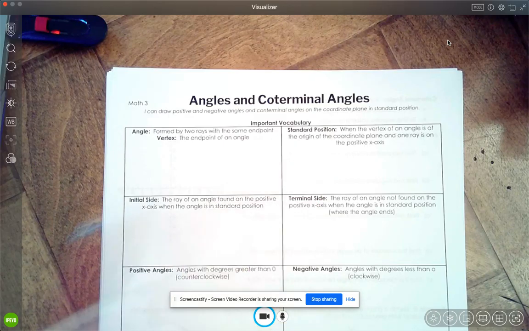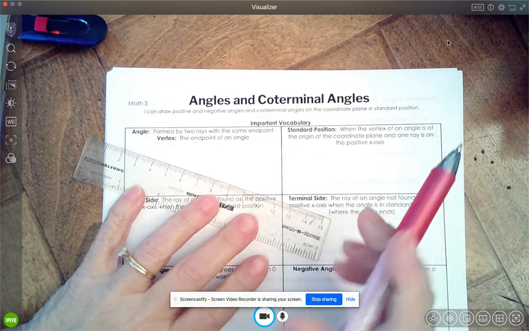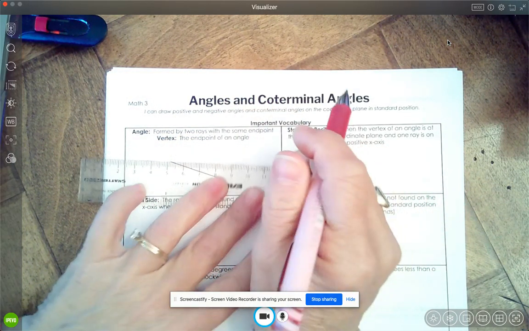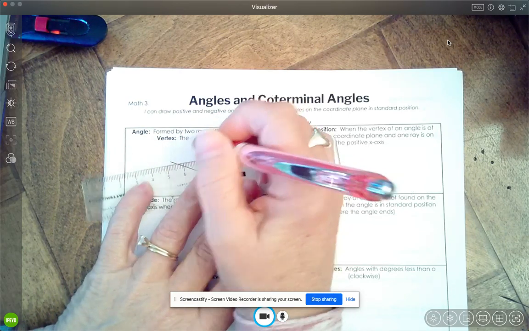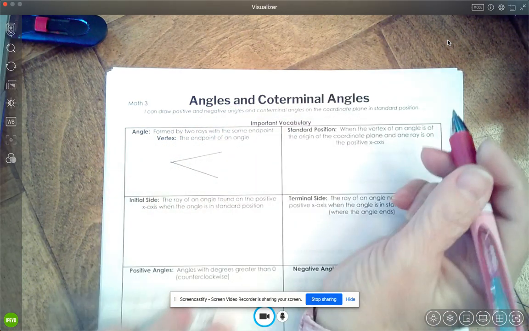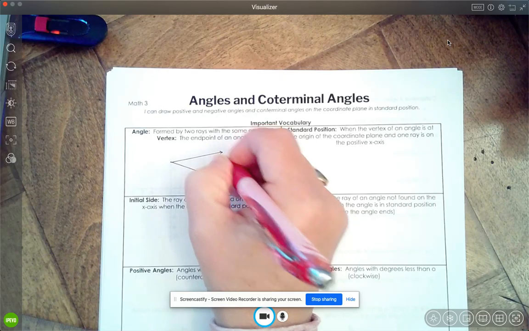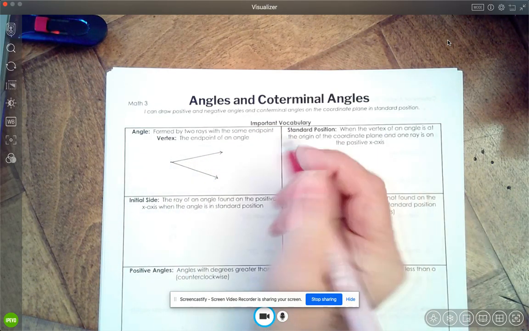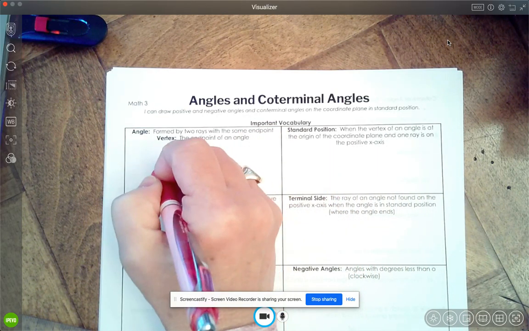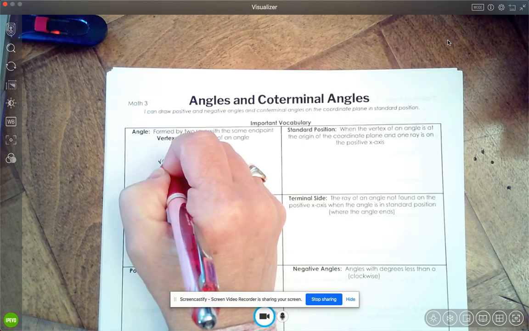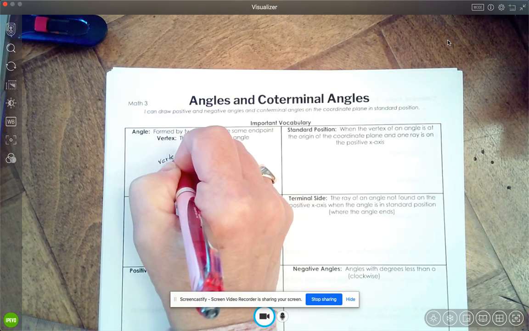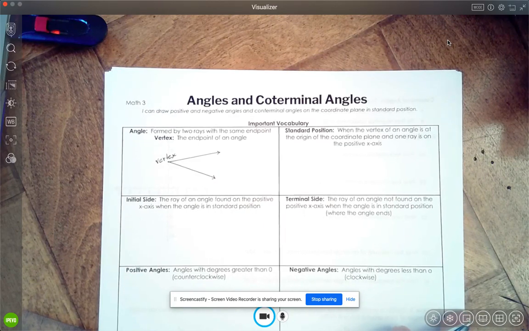Angle. An angle is formed by two rays with the same endpoint. So if you have something like this, there is an angle. And your vertex is the endpoint of the angle. So here's your vertex, there would be your vertex of the angle.